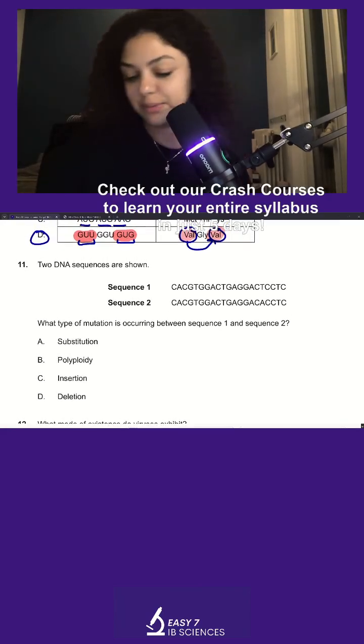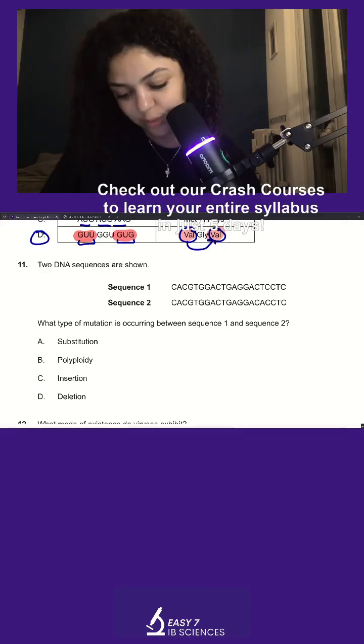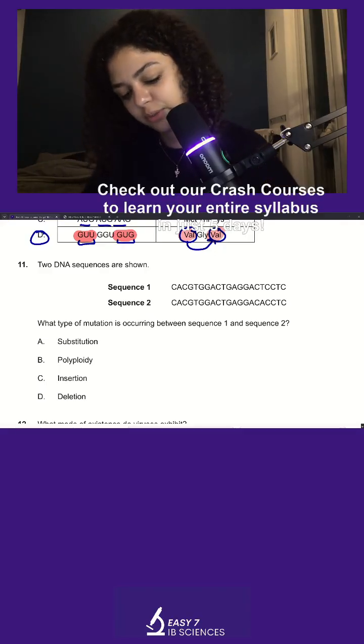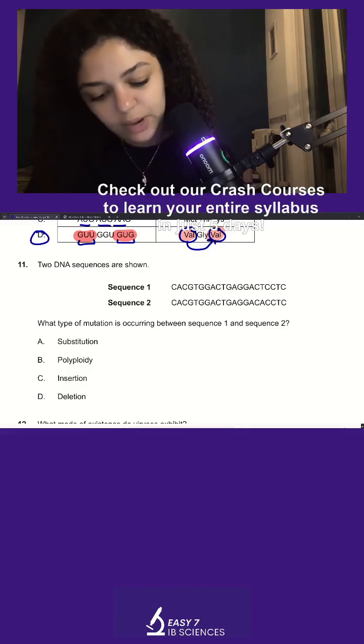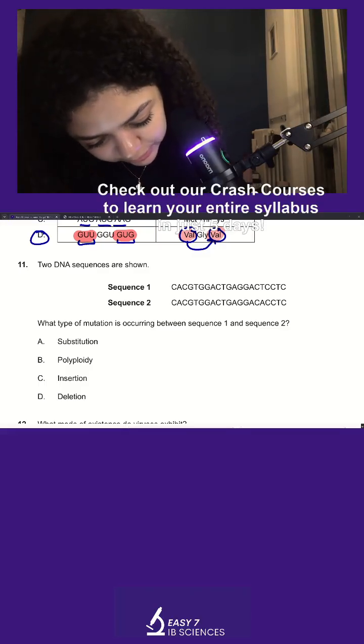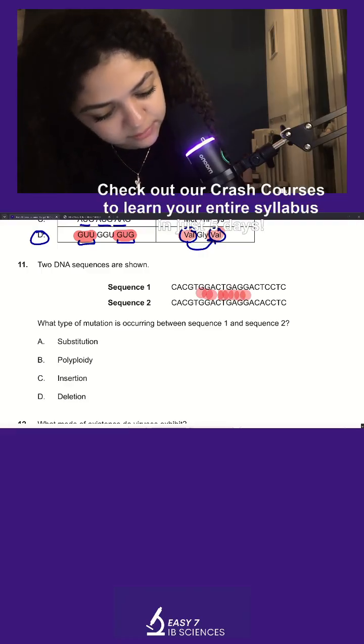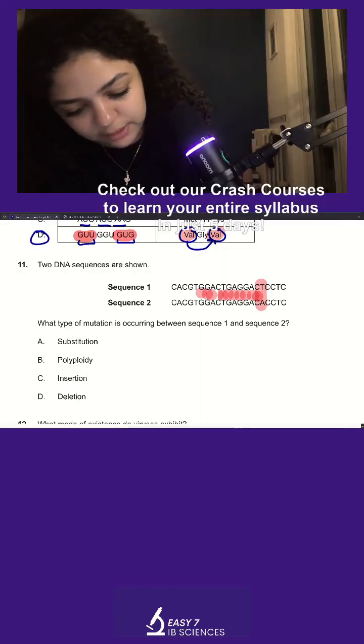Ooh, there's lots of DNA sequences. So 2 DNA sequences are shown. What type of mutation is occurring between sequence 1 and sequence 2? What an annoying question because you just have to look. This one's fine. This one's fine. I'm just trying to identify where the problem is. Here it is. Okay, I've identified the problem.